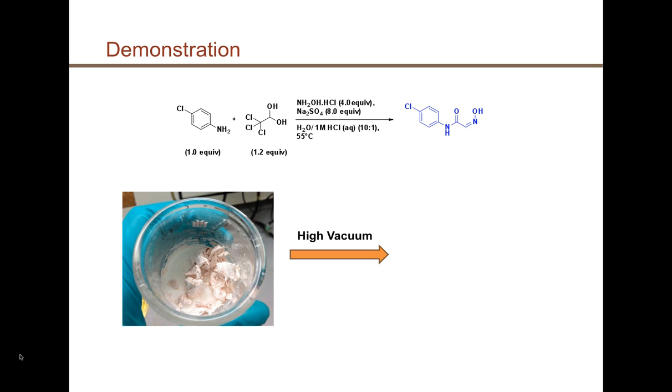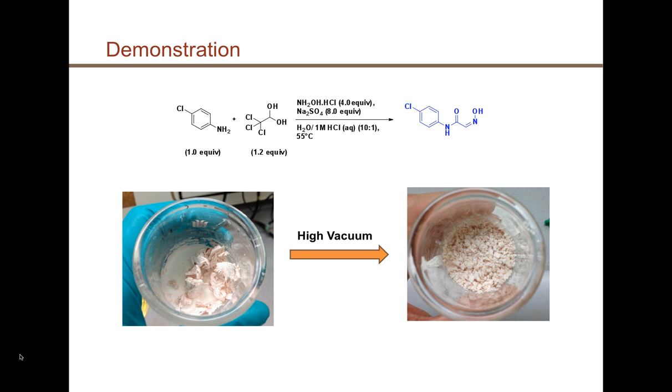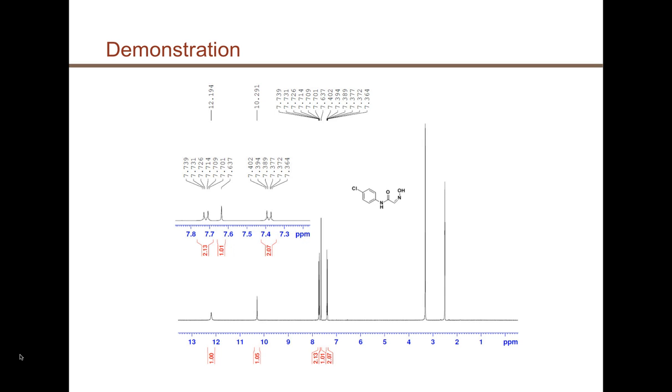residual water. It is important that the intermediate is as dry as possible before proceeding to the next step, or else the intermediate will fail to give the desired isatin. Dry intermediate should be flaky or powdery. The proton NMR spectrum of the intermediate in deuterated DMSO should also show the characteristic peaks at around 12.2 ppm, 10.3 ppm, and 7.6 ppm.